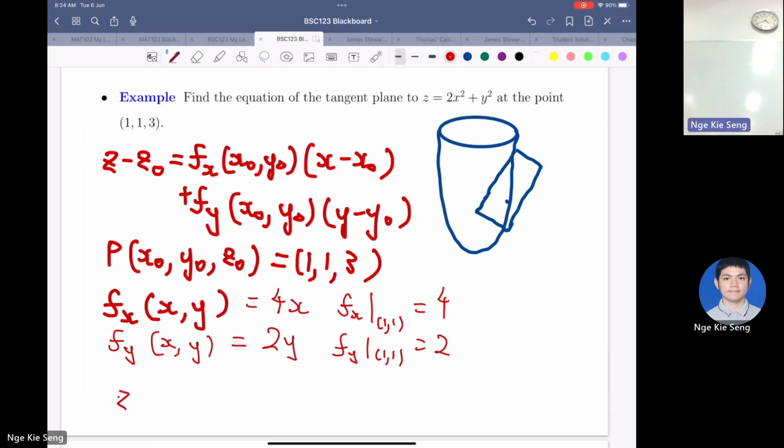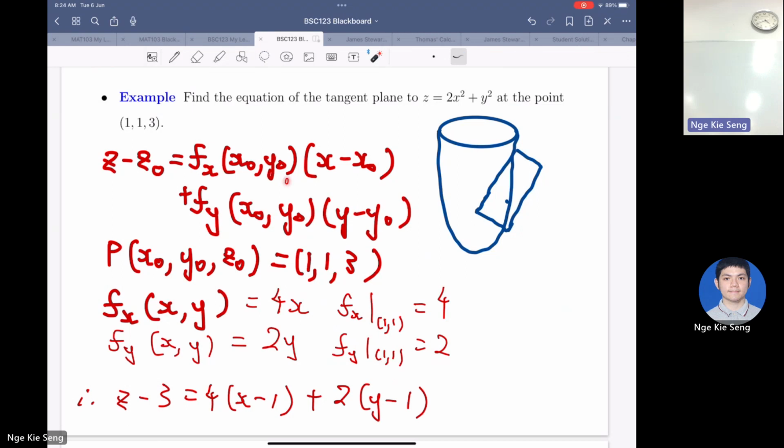All together here, we get z minus 3 equals 4 times (x minus 1) plus 2 times (y minus 1). So you can see why we put the evaluated number here, right? Because we want just a number, we don't want a function. So these coefficients are some number. We need to evaluate our partial derivative.